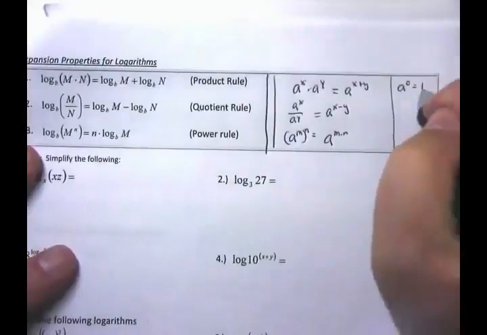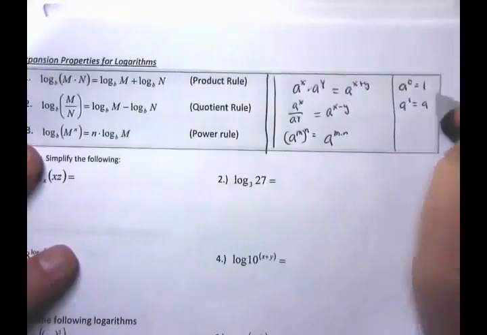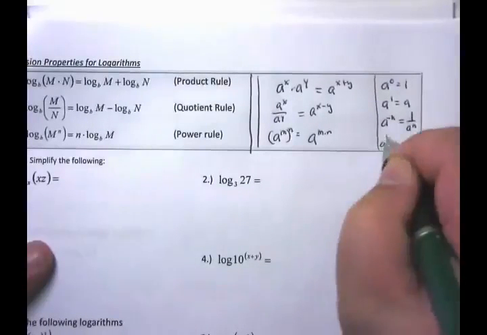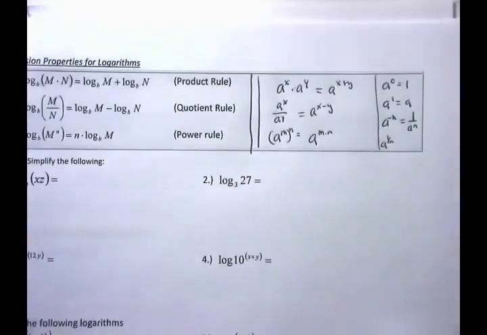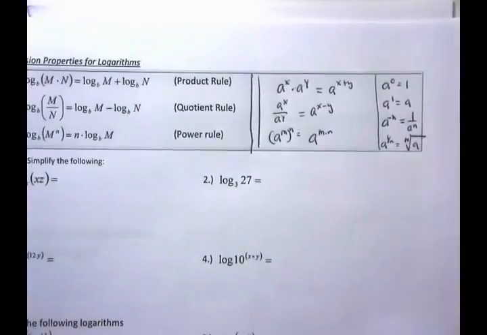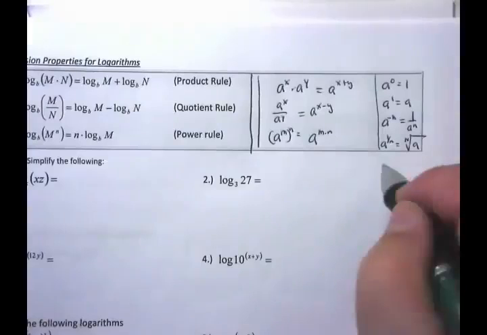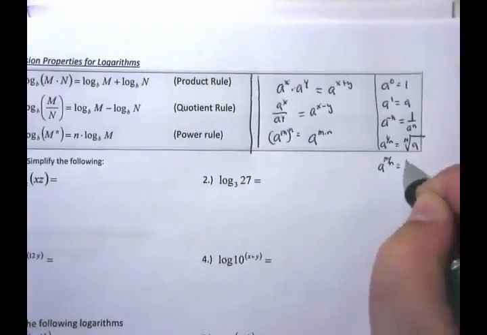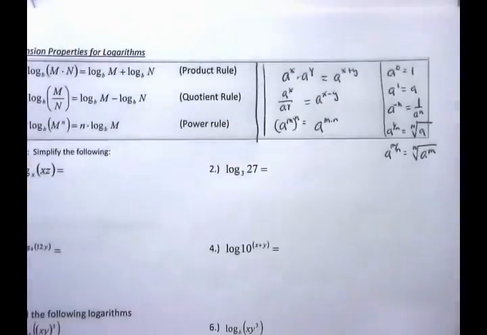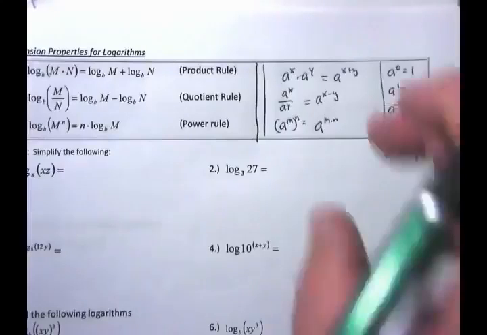There were some other properties as well. For example, anything to the 0 power is 1. Anything to the first power is itself. Negative exponents: where do negative exponents get to go? On the bottom, becoming 1 over a to the n. And fractional exponents: a to the 1 over n power is the same thing as what? The nth root of a. So a 1/2 power is a square root, a 1/3 power is a cube root. And if I continue on, a to the m over n would be the nth root of a to the m. These were just some classic exponential properties that you no doubt know.